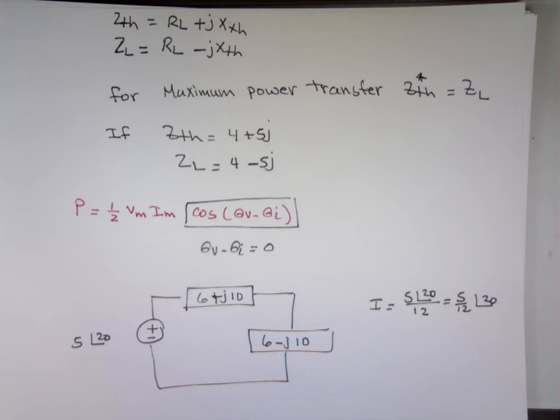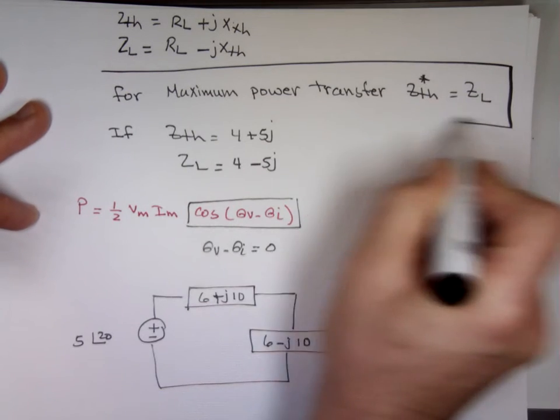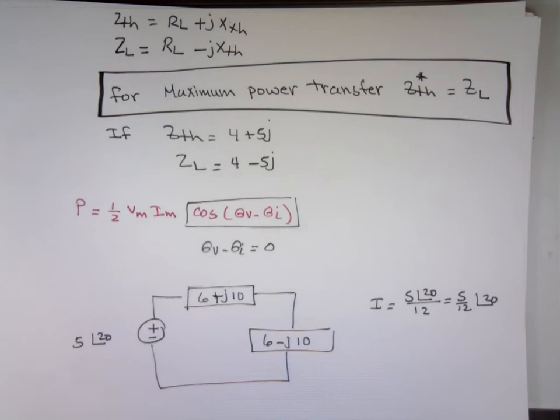But the equation for maximum power transfer, if you were to circle that anywhere, is you always want to have that Z load equal to Z Thevenin conjugate. That's what we use. That's what you have to. The rest is just derivation for that.